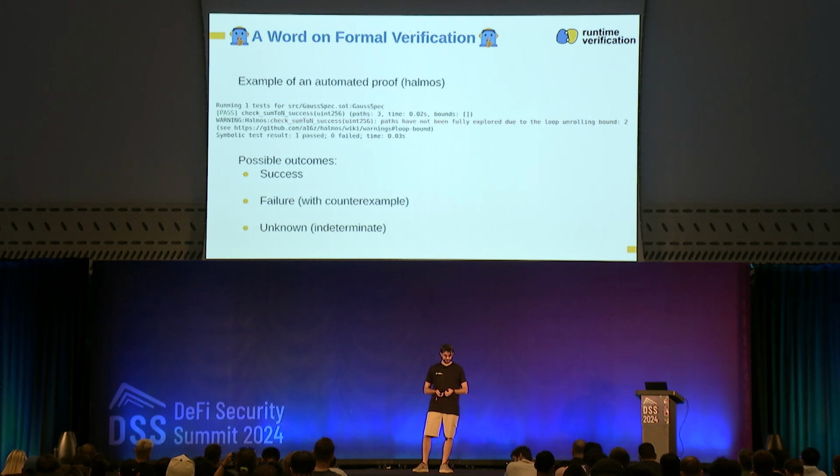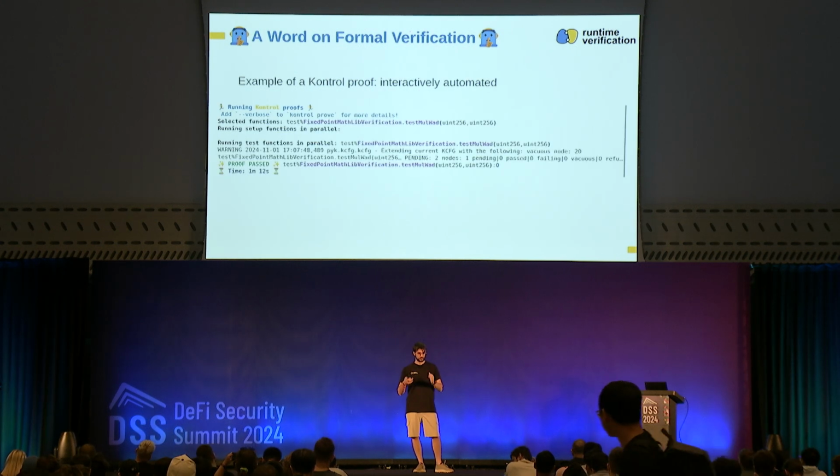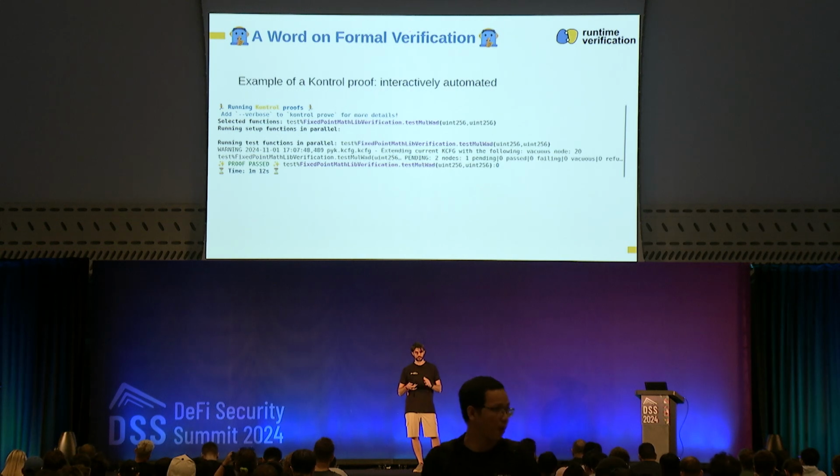And then I want to give an example of Kontrol, because Kontrol is sort of in the middle. It's automated, but it's also interactive. So this is one example of what a Kontrol proof looks like when it passes. It looks automated: you just run it and it passes or not.